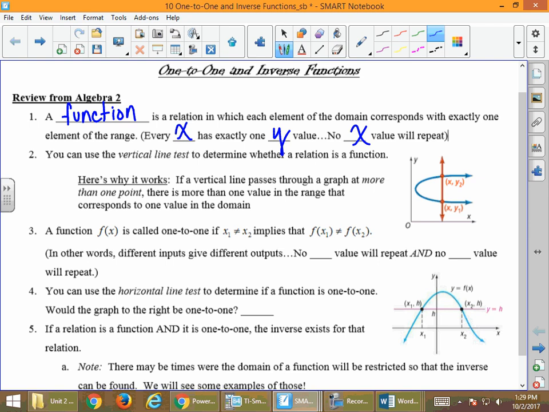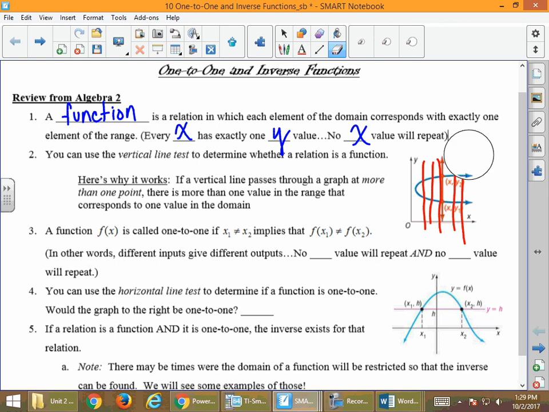And what happens here is if we draw any vertical line, and I'm going to erase these vertical lines, but if we draw any vertical line in this graph, and it ever crosses the graph more than once, then we say that this is not a function. What you can see in this picture here is this specific line. We've got x, y1, and we have x, y2. We've got an x value that repeats, and therefore it is not a function. And that's what it says.